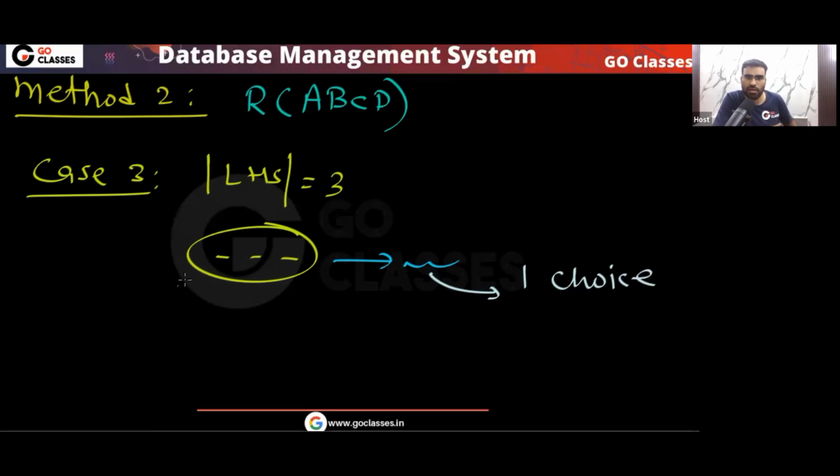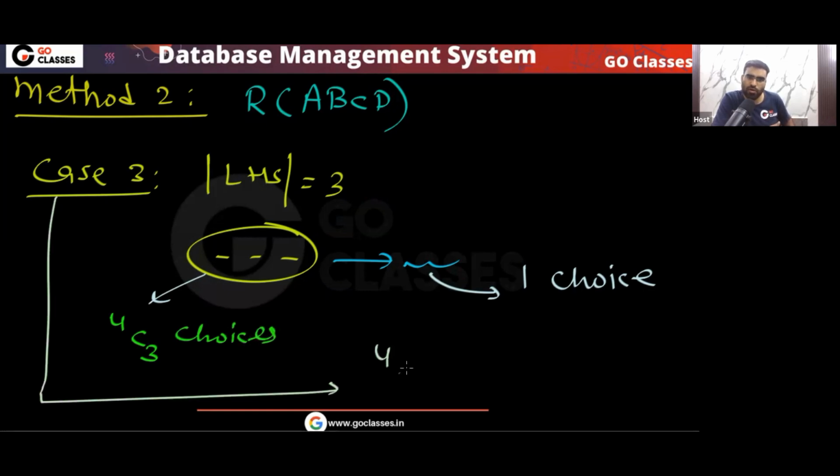Now for LHS, how many choices are there? From 4 attributes, I need to choose 3 attributes. These many choices I have for LHS. So finally, in this case number 3, what answer did I get? I got 4C3 multiplied by 1. 4C3 is 4. So these are the 4 useful FDs I got in case number 3.